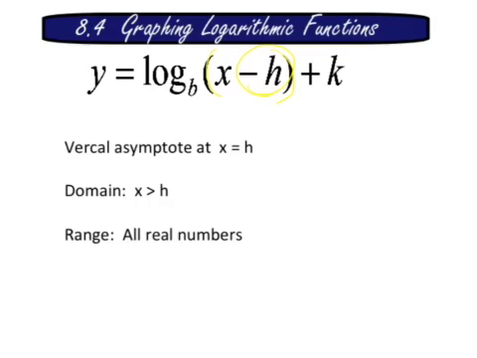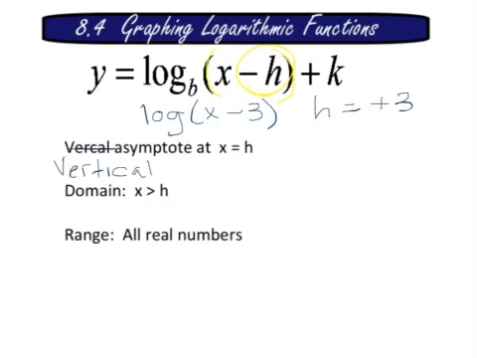And we will always remember that if I have an h value in there, when I go to pull it out, I should always pull out the opposite of what I see. So for example, if I have log of x minus 3, h in this case will equal positive 3. And then my k value is whatever's added on the outside. So we will have a vertical asymptote at x equals h, and then my domain for logarithmic functions will always be x is greater than h, and then my range will be all real numbers, or we can use that R sign.